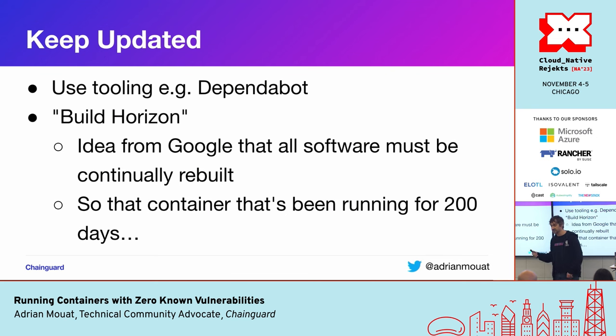Google also have this concept of build horizon, which I quite like. And the idea is that all software needs to be continually rebuilt and redeployed. So even if my application hasn't changed in the last 6 months, I shouldn't be running the container for 6 months, right? I should be taking it down and replacing it with a new version, because although the application code hasn't changed, the dependencies and other stuff in the image will have. So at Google, they apparently refresh every image every week, I believe.